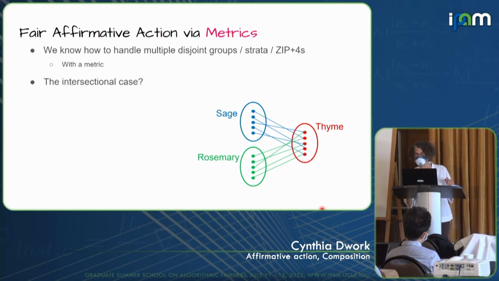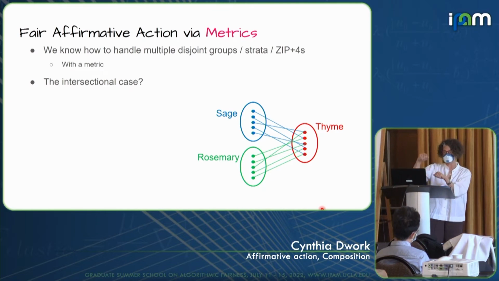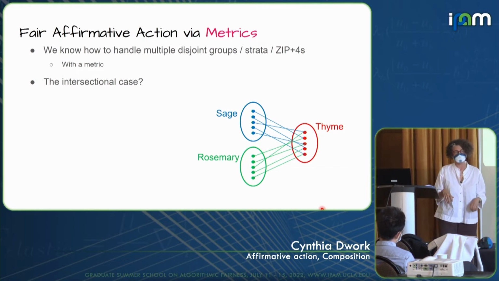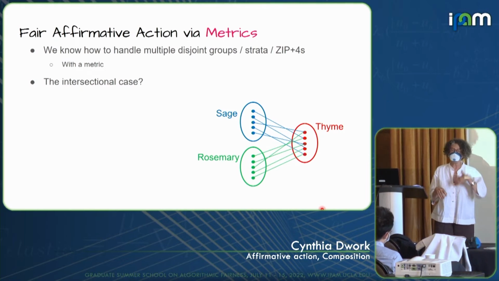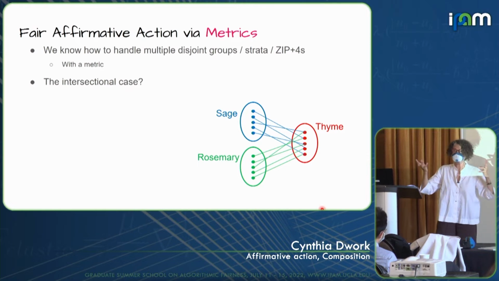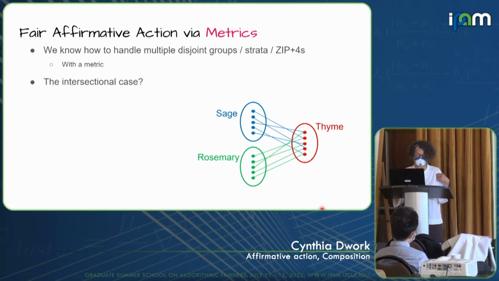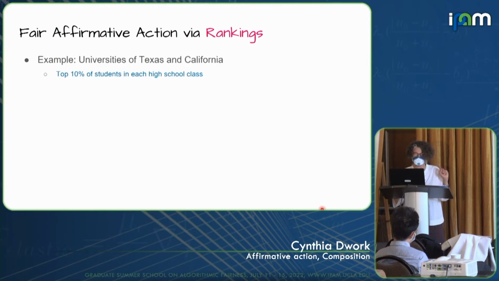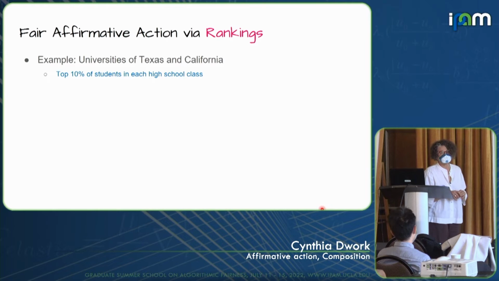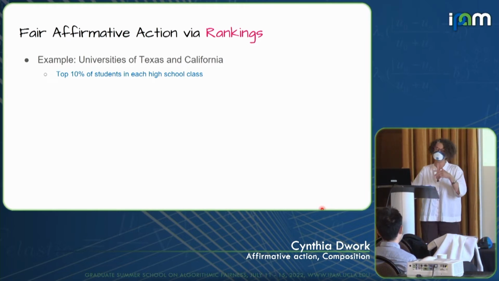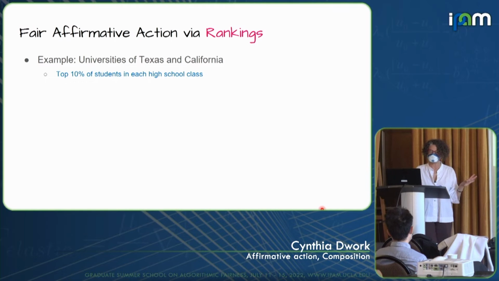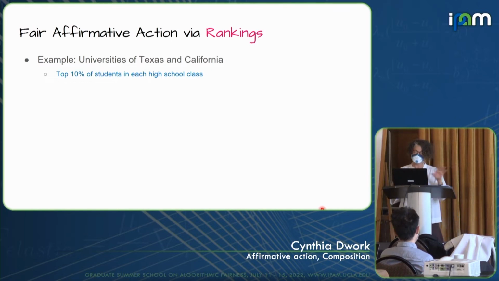Okay, so we know how to handle it with a metric. What about the intersectional case? By saying zip plus 4s and so on, I forced my groups to be disjoint. But what if your groups are, on the other hand, non-binary individuals and African Americans, and this is intersectional? How do you handle this? We're not going to answer that yet, but we'll probably come back to something about it. Maybe not. Maybe that's the end of the line on that.